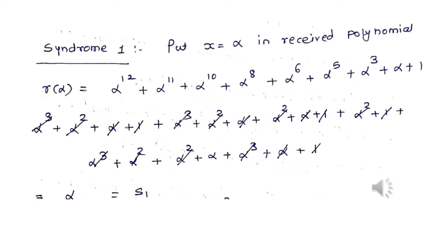Okay, so how do you get the first syndrome? Put x equal to alpha in the received polynomial. So R(x) will be replaced by R(alpha), which will be alpha raised to 12 plus alpha raised to 11 plus alpha raised to 10 plus alpha raised to 8 plus alpha raised to 6 plus alpha raised to 5 plus alpha cube plus alpha plus 1. And now for alpha 12, alpha 11, alpha 10, you refer to the table of primitive elements, and alpha raised to 12 is alpha cube plus alpha square plus alpha plus 1, alpha 11 is alpha cube plus alpha square plus alpha. These values we got from the table of primitive elements. So the first syndrome which we get from this after cancellation, S1, is equal to alpha.